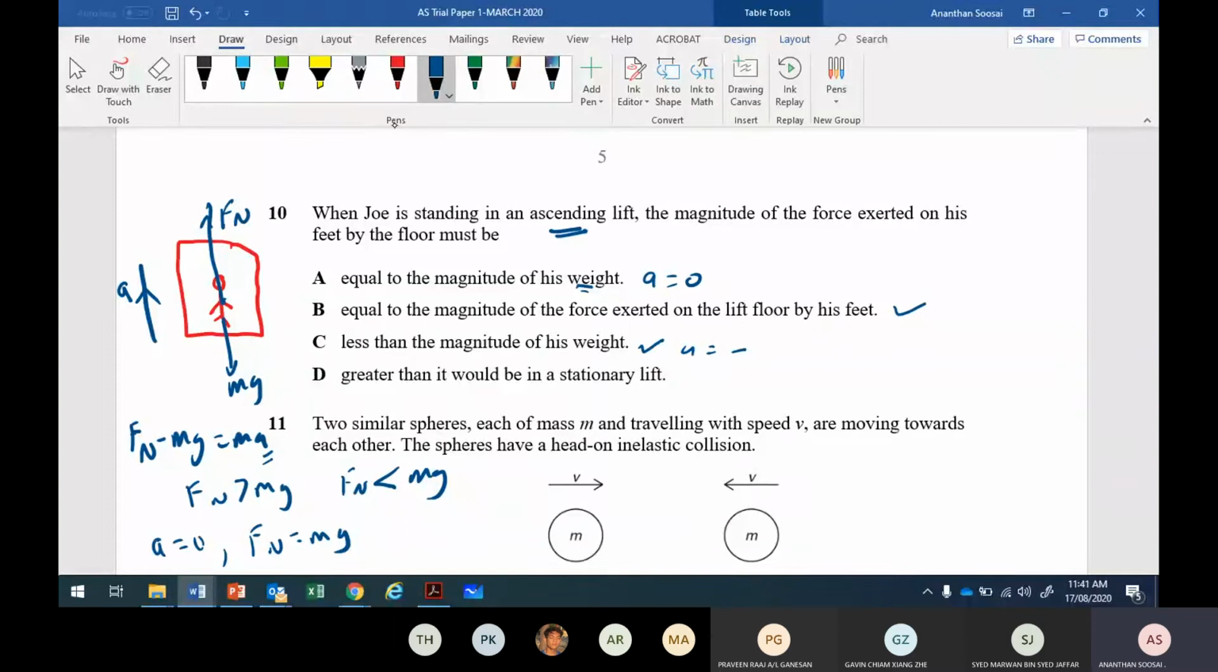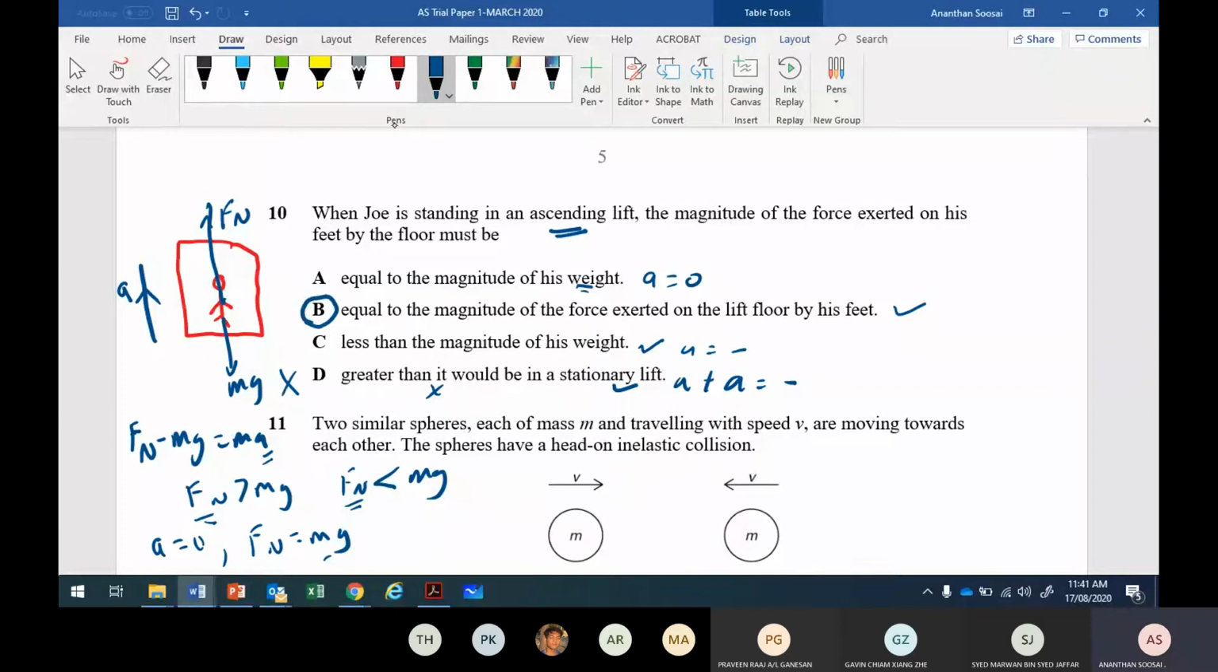Greater than it would be in a stationary lift. Not necessarily. In a stationary lift, Fn is the same as mg. If the lift is starting to move, Fn can go lower than mg, or higher than mg. It depends on whether it is accelerating or decelerating. So statement C is not really correct. If a is positive, then D is correct. If it's decelerating, then D is not. But B is the best answer.